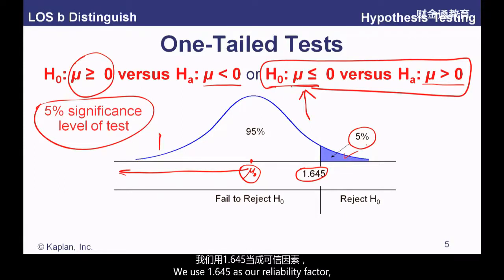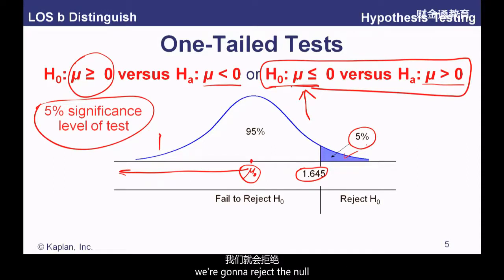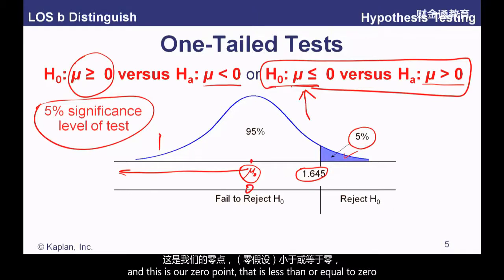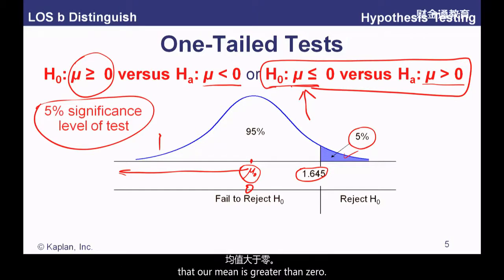We use 1.645 as our reliability factor, or 1.65, which we often use as well. I guess this is a little more exact, but the idea is the same. If we get more than 1.645 standard errors above our hypothesized value, we are going to reject the null that the mean is less than or equal to 0, and this is our 0 point, in favor of and offering support to the alternative hypothesis that our mean is greater than 0.